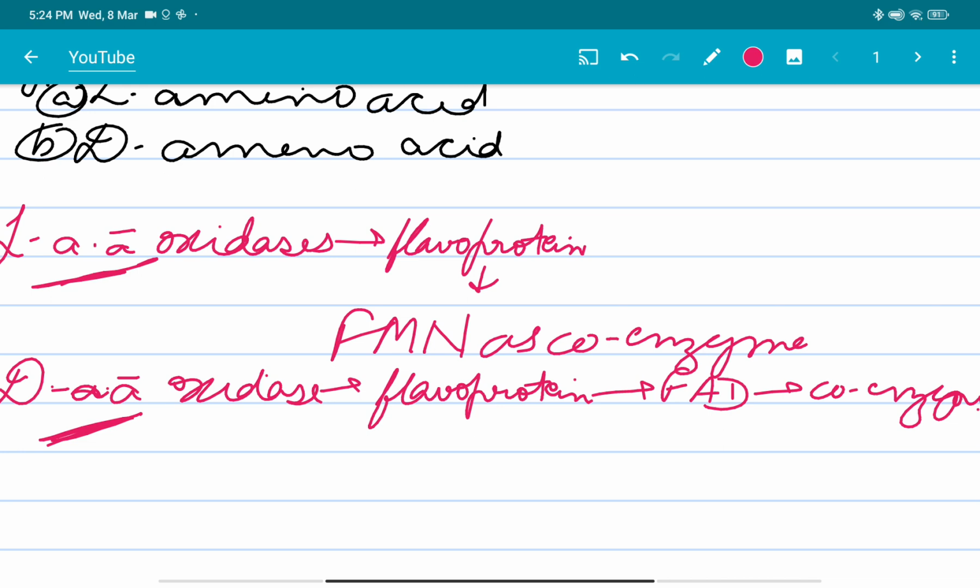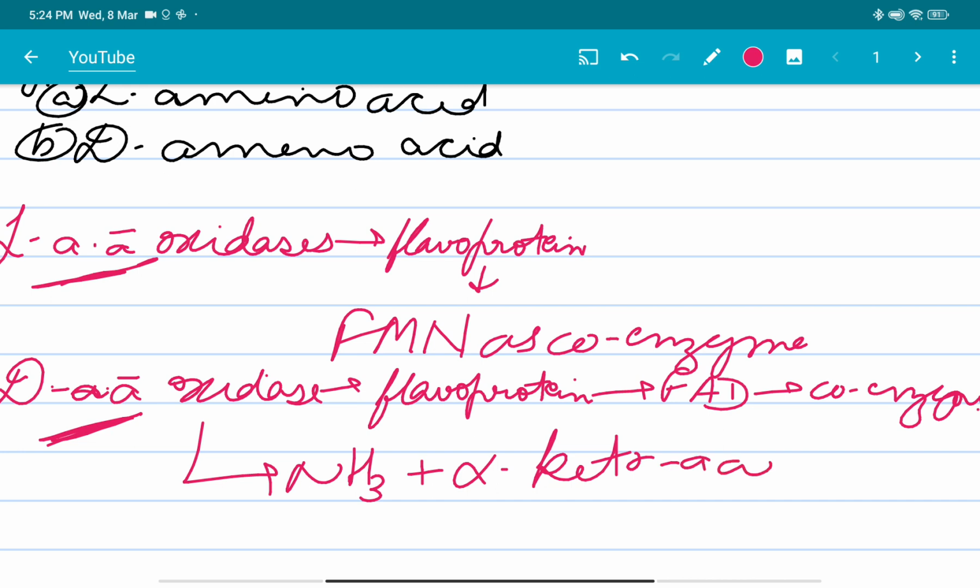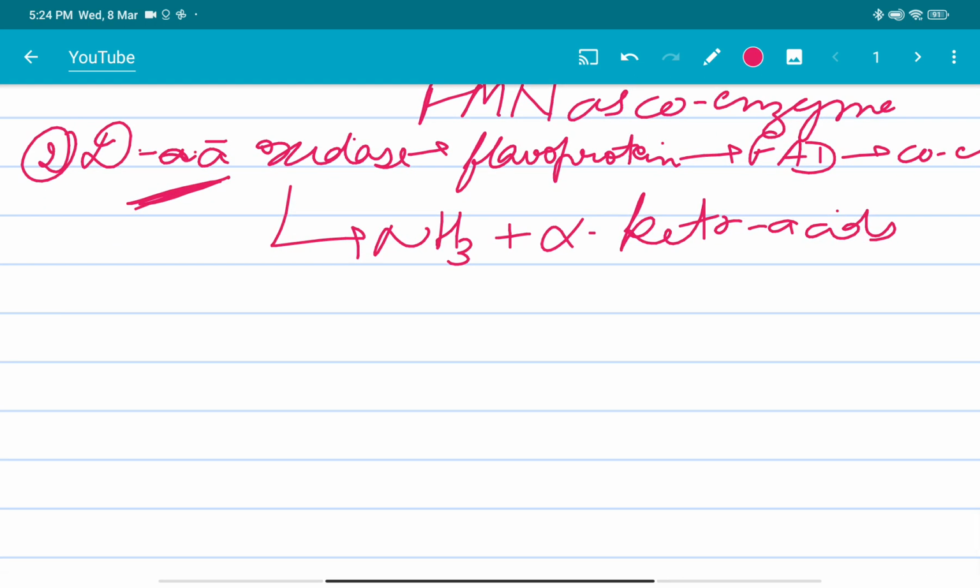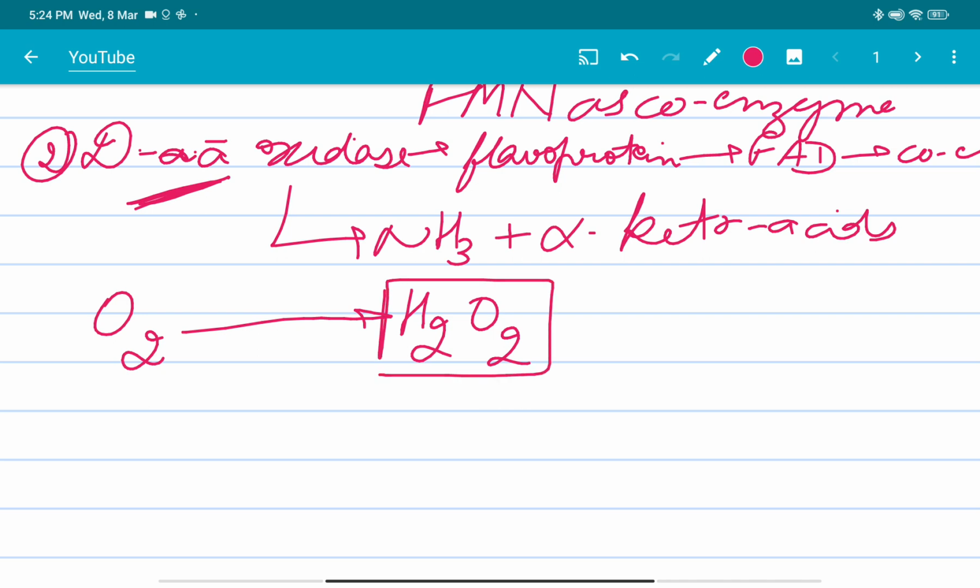Now this will perform the deamination process and form ammonia plus alpha keto acids. In this process, oxidative deamination, the oxygen is reduced to hydrogen peroxide. The body is protected from the harmful effect of hydrogen peroxide as the hydrogen peroxide is broken down by the catalase enzyme.